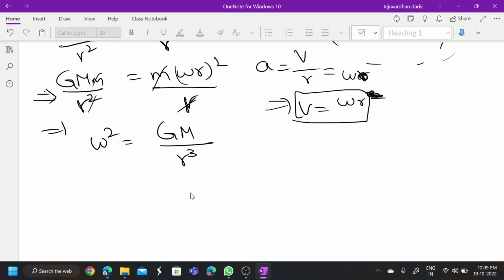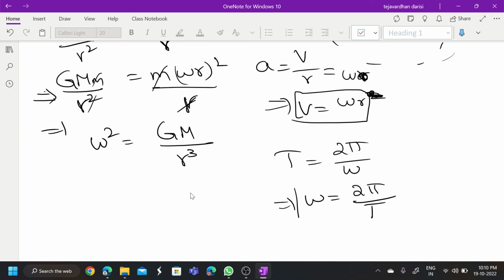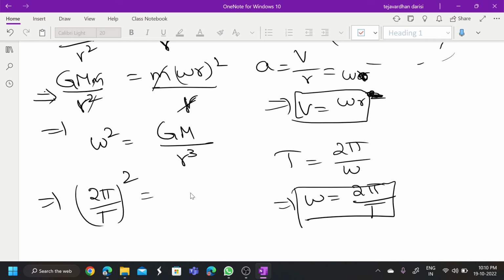Now what is the time period? If you consider the time period of a pendulum or any time period, what is the formula? We all know it is 2 pi by omega. Here we have omega, the angular velocity, so we replace omega with 2 pi by T, the time period. Then what will we get? 2 pi by T whole square equals G M by r cube.